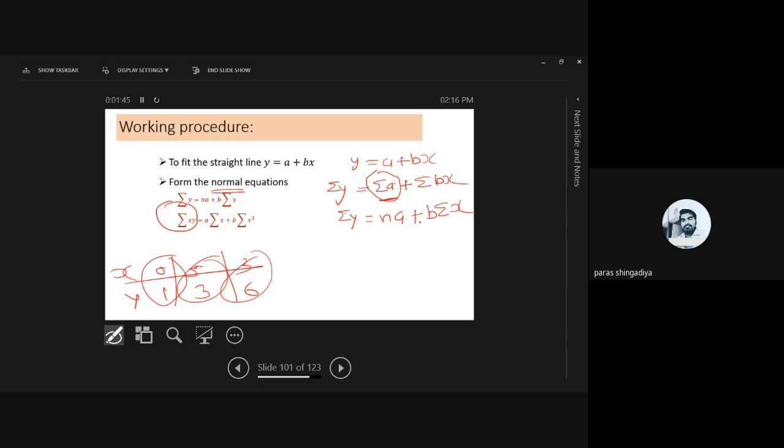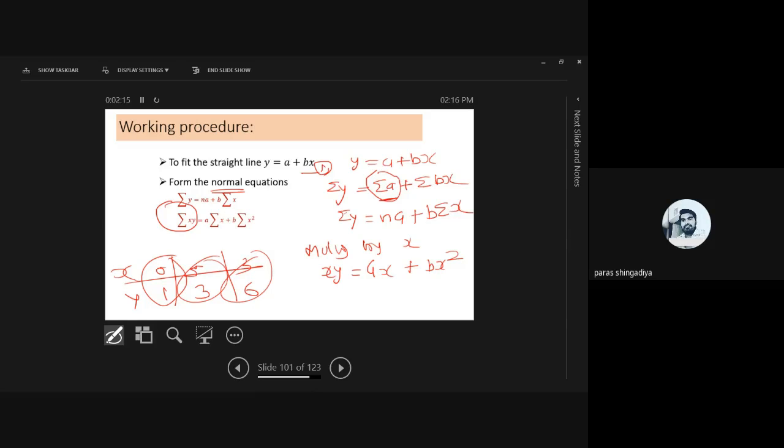And then after, how can we create the second equation? So just multiply this main equation, equation number 1, by x. Multiply this equation by x. So what will we get? y will be multiplied by x, so it will be x into y is equal to a into x plus bx square. So what will be the form? xy is equal to ax plus bx square.